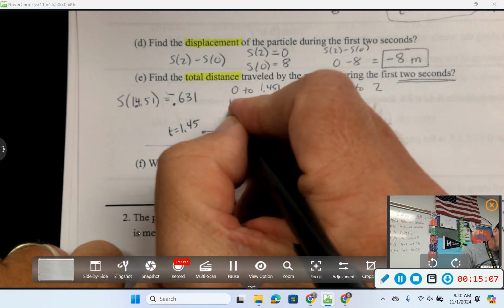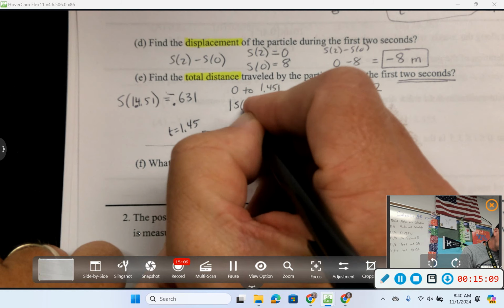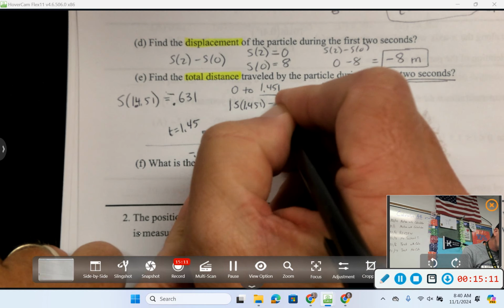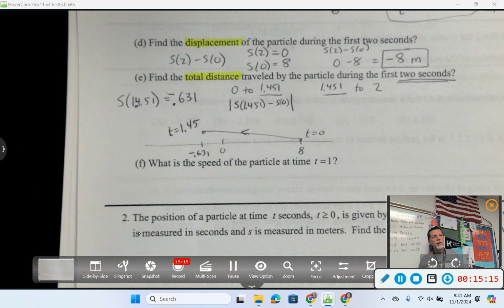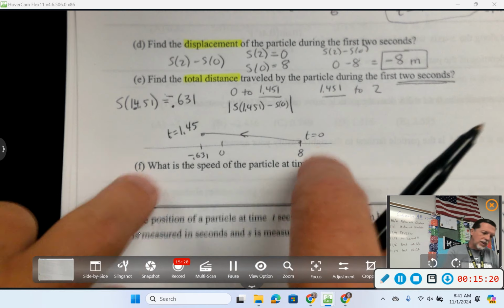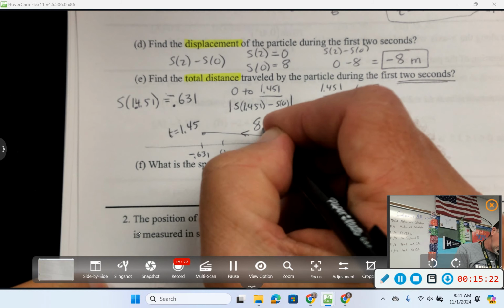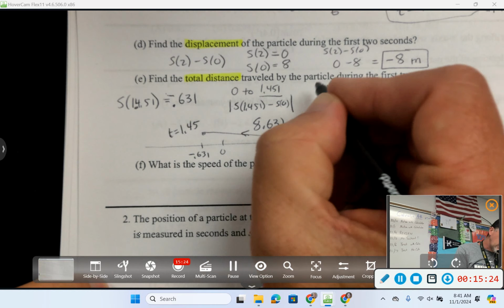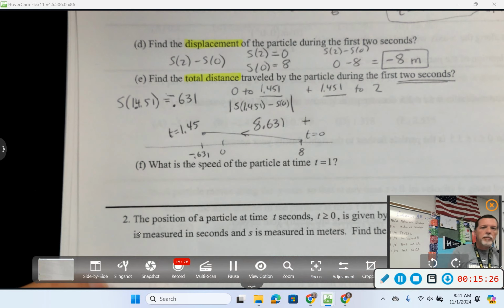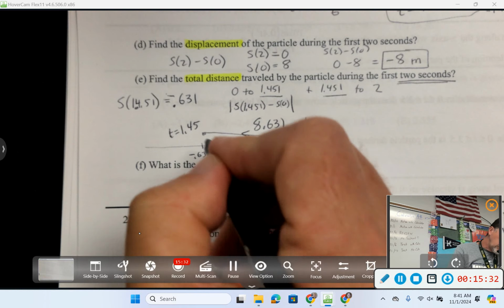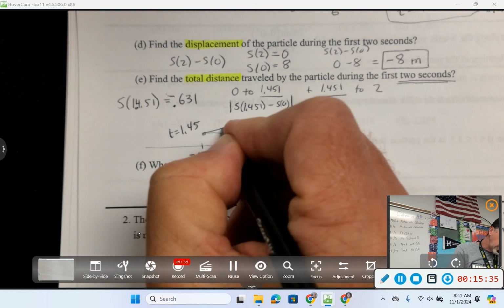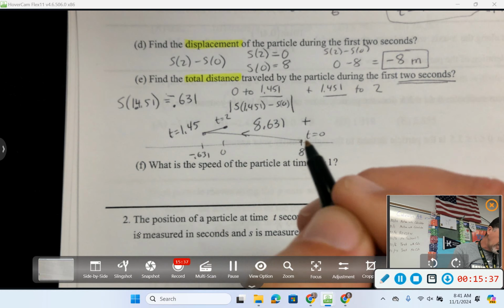The fancy way to do that is with absolute value bars, S of 1.451 minus S of 0. That way you won't get a negative number. But if you're trying to understand what's going on, maybe you draw it out and then you can see what the answer is. 8.631. S of 2 was 0, so we're going to turn around and at t equals 2, we're back at 0.